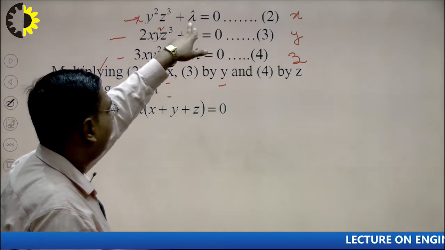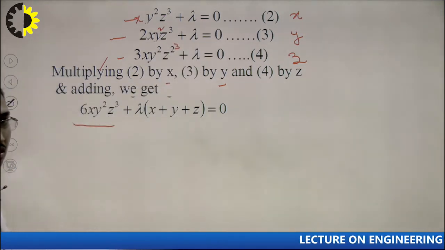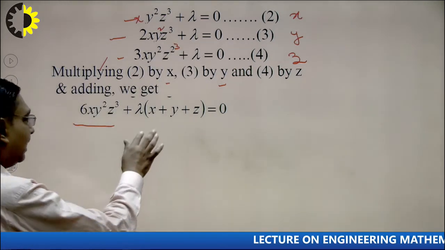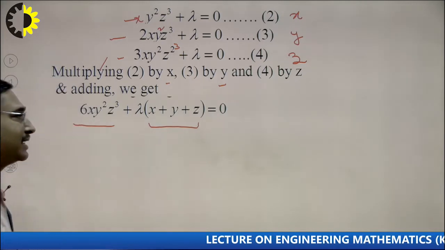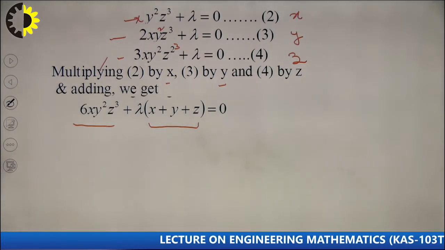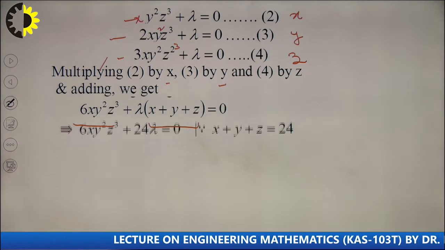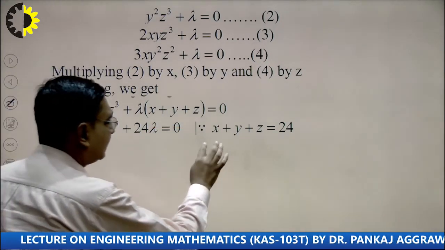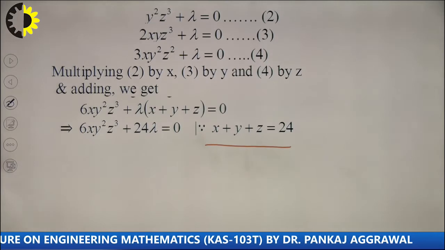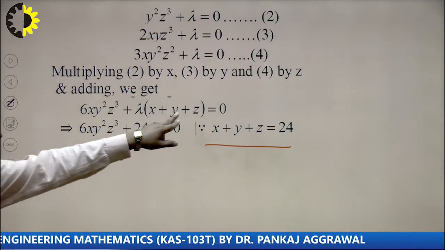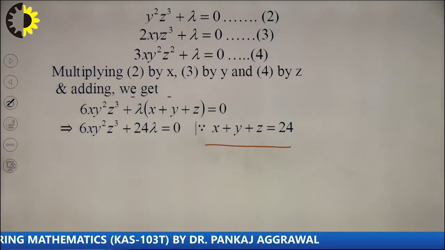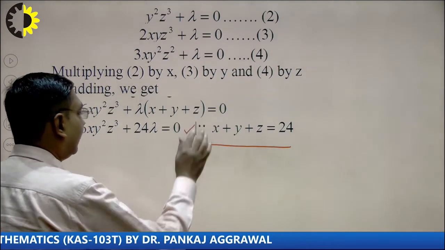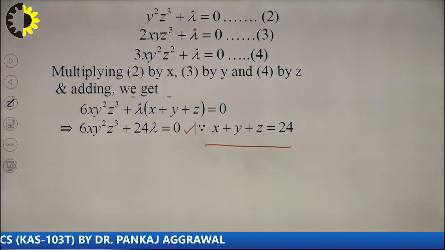Here lambda is common from each term, it will give lambda times x plus y plus z equal to 0. Now, the value of x plus y plus z was 24. So, I can replace this x plus y plus z by 24, and in this manner I get this relation.